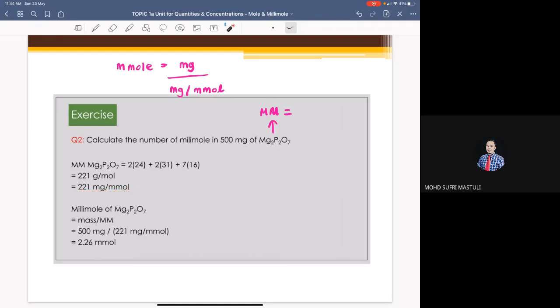If you want to calculate the millimole, as I mentioned just now, you have to use this formula, the milligram over the milligram per millimole. So 500 milligram divided by 222 milligram per millimole, you can obtain 2.26 millimole. Okay, all right.